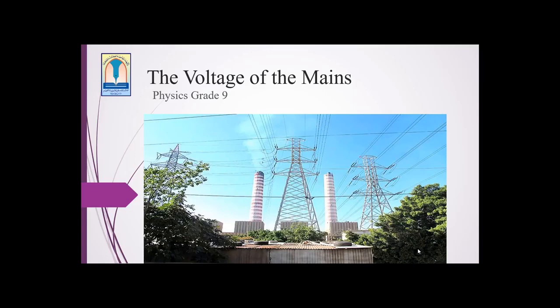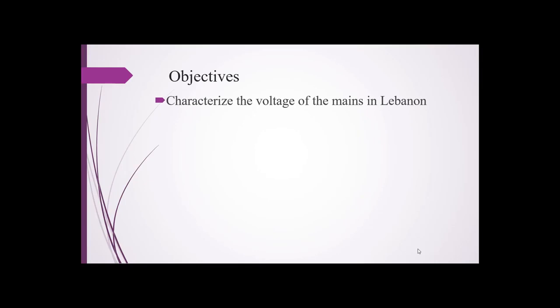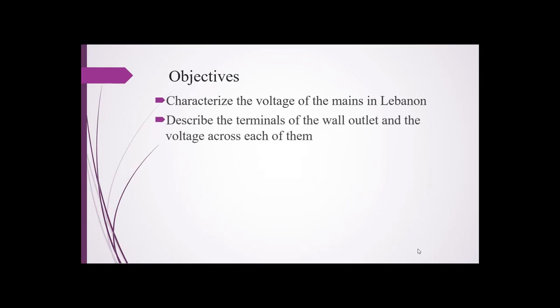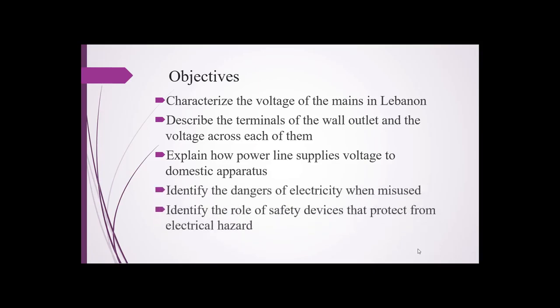First of all, let's check the objectives together. In this video, we will cover 3 objectives. Characterize the voltage of the mains in Lebanon. Describe the terminals of the wall outlet and the voltage across each of them. Explain how power line supplies voltage to domestic apparatus. The last 2 objectives will be covered in other videos.